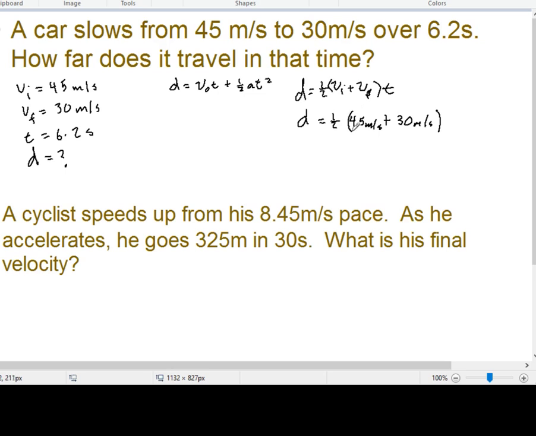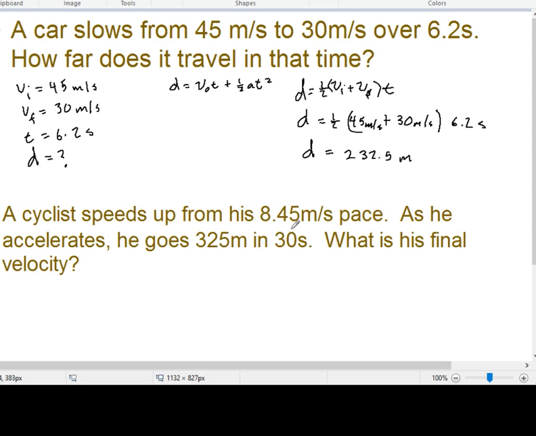Let's do our unit analysis too as we go here. 6.2 seconds. Let's see, this is going to be meters per second times seconds. So the seconds in the bottom are going to go away, and I'll just have meters and half of meters. Well, gosh, that's a way to measure distance, so we must be on the right track. And when we type that in the calculator, I get 232.5 meters.